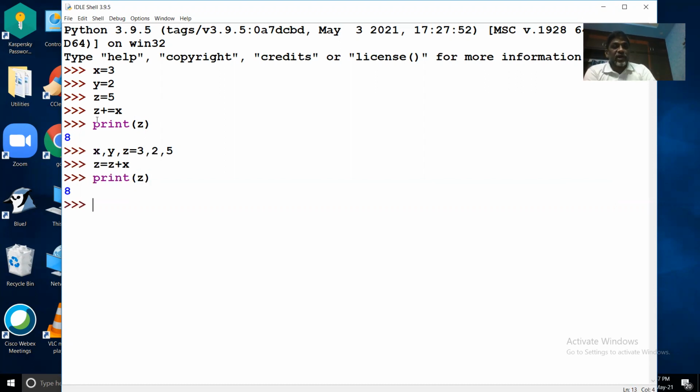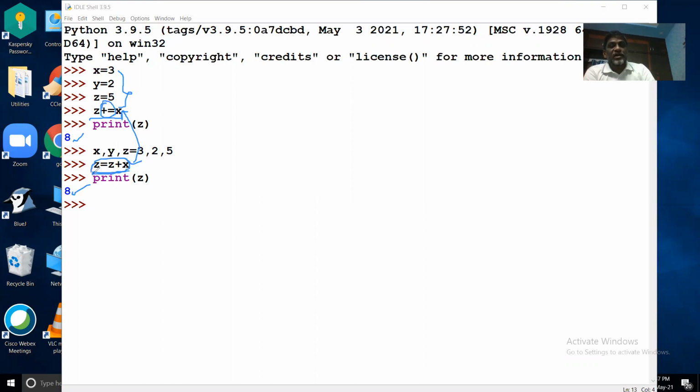So either you write it as z plus is equal to x. Okay. So either you write this statement for these values, or if you write this statement z is equal to z plus x, both perform the same operation and give the same result. So what you need to understand here is z is equal to z plus x is same as z plus is equal to x. This is shorthand notation used for writing this statement.